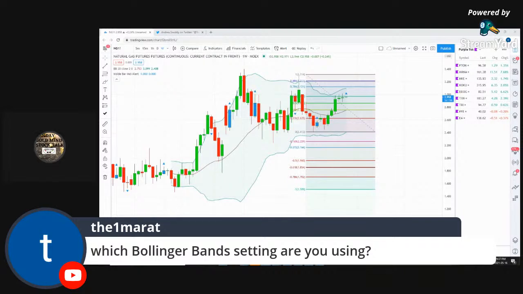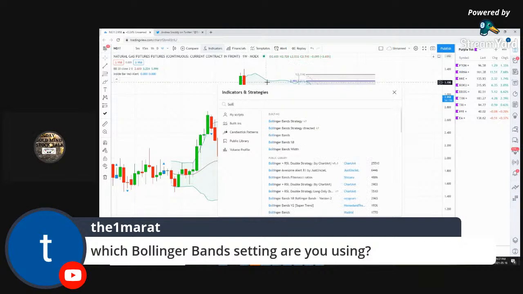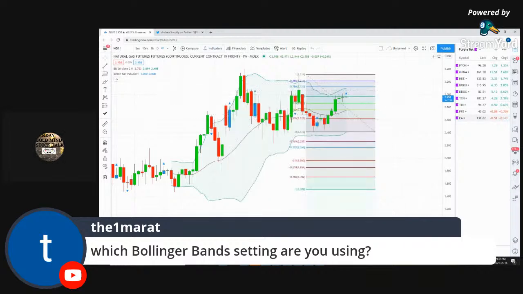Which Bollinger Band settings are you using? I'm using just the default. I don't change anything. I just go in here, indicator, type in Bollinger Bands, this one right here. So nothing special. I just use the basic one.